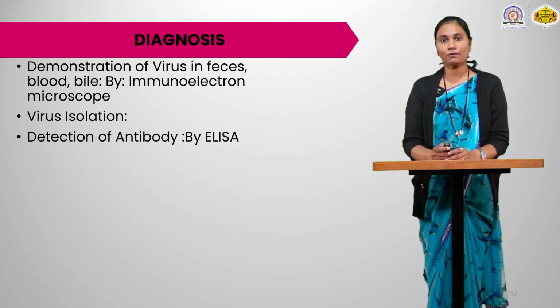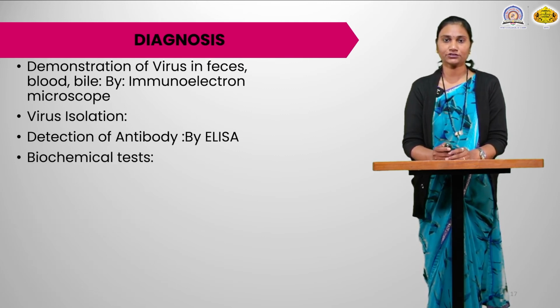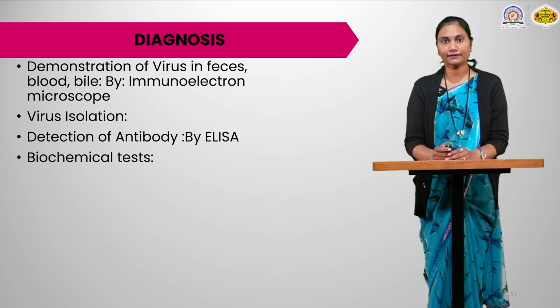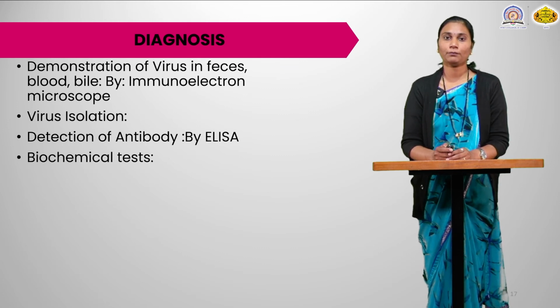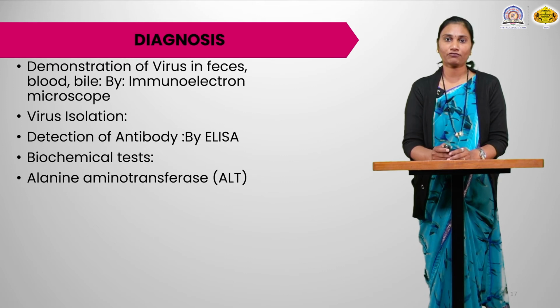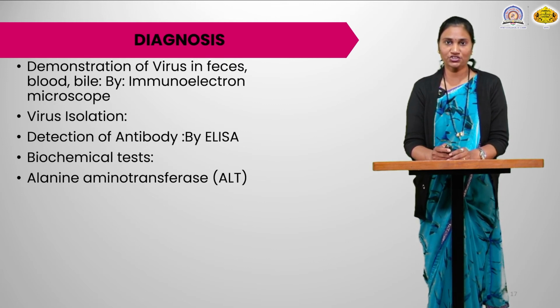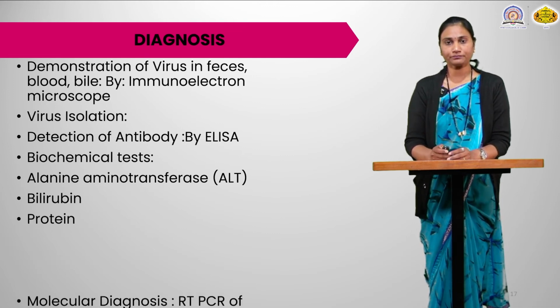Then talking about serological analysis, you can go for ELISA, in which you can detect the presence of antibodies against this antigen. Along with serological analysis, you can also go for a biochemical test of a blood sample. In case of liver infection or hepatitis, there is an increase in alanine aminotransferase enzyme. So, you can detect its level. If it is high, it indicates that infection is there. There is an increase in bilirubin and proteins.